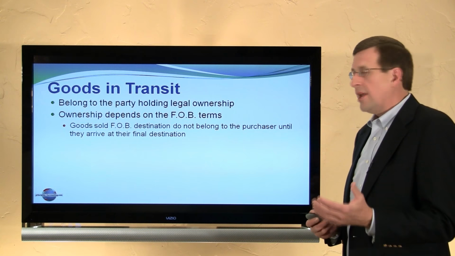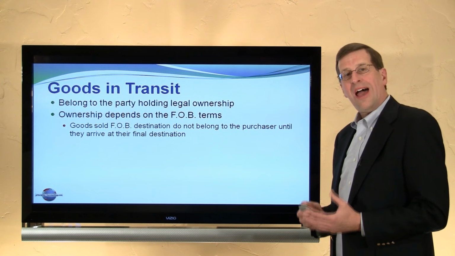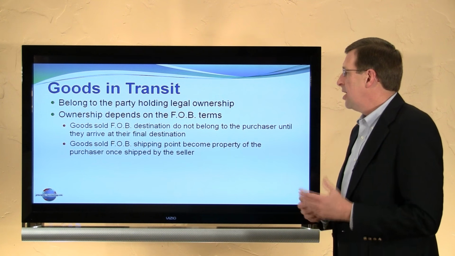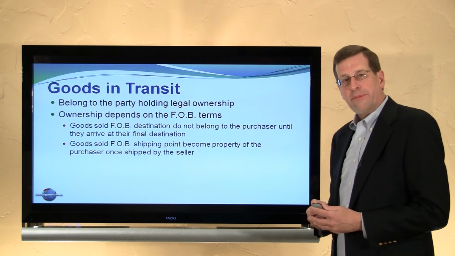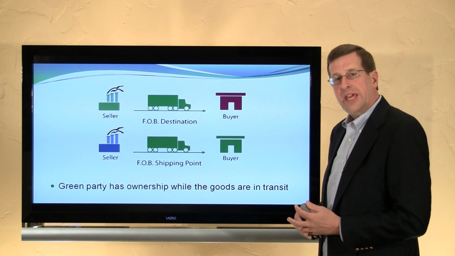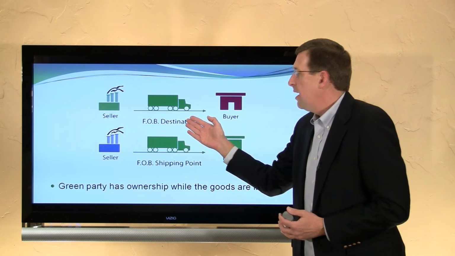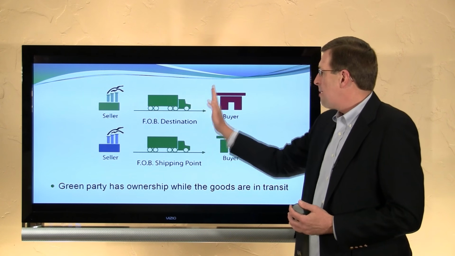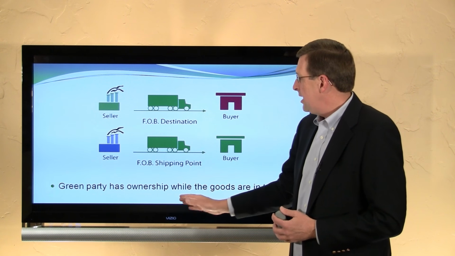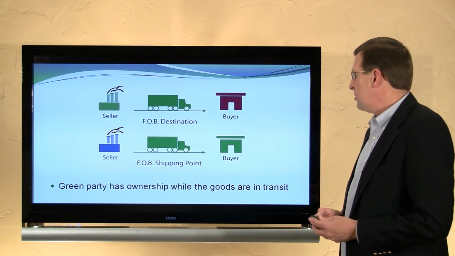But under the F.O.B. terms, note that goods sold F.O.B. destination do not belong to the purchaser until they arrive at their destination. So while they are in transit, they remain the goods of the seller. Goods sold F.O.B. shipping point become property of the purchaser once shipped by the seller. So in this particular example, the party in green will include the inventory on their accounts. The seller selling F.O.B. destination would include in their inventory the goods on the truck in transit. They don't become the property of the buyer until they arrive at the buyer's location. Conversely, F.O.B. shipping point, once they're shipped from the seller, those goods belong to the buyer and would be appropriately included in the buyer's inventory.